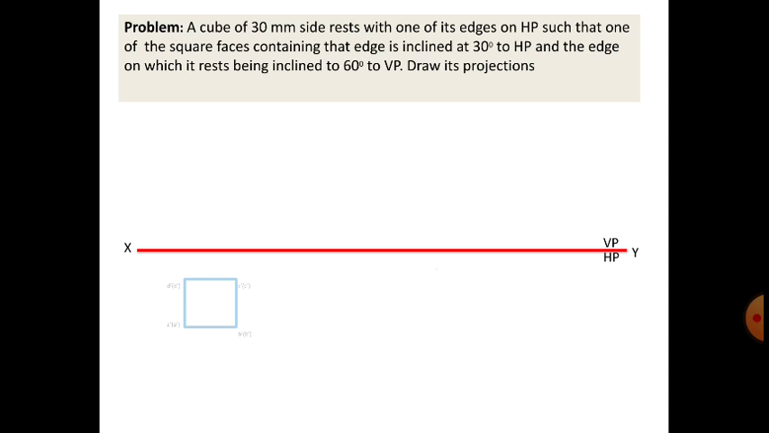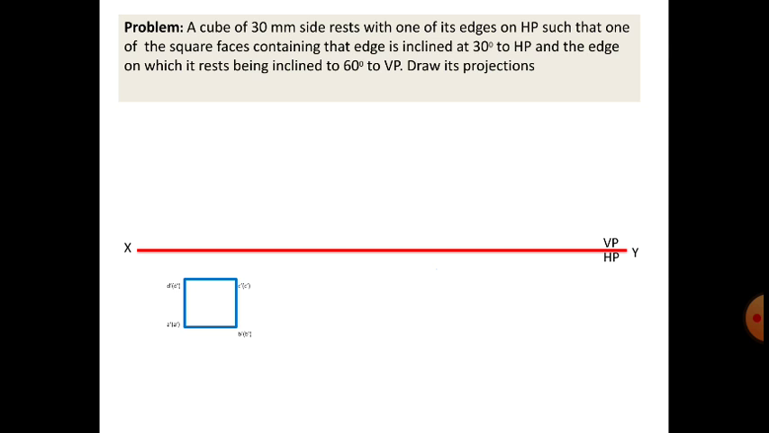First thing we have to do is draw an xy line, and in the question it is said it is resting on the HP. You can see on the xy line we have written on top it is VP, where we will be drawing the front view. In the HP we will be drawing the top view. As they have said that it is resting on the HP, we will draw the 30 square on the HP.